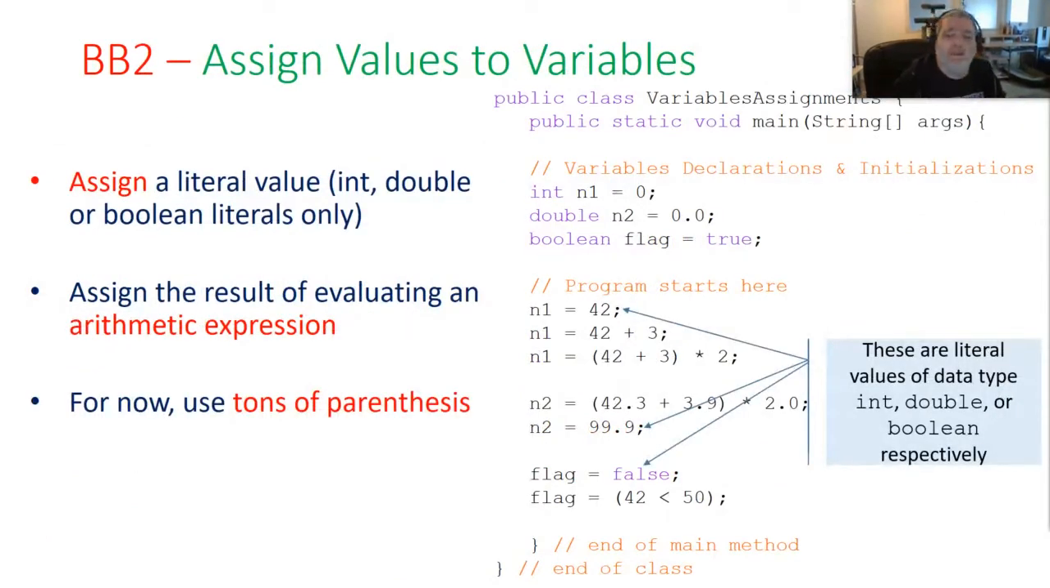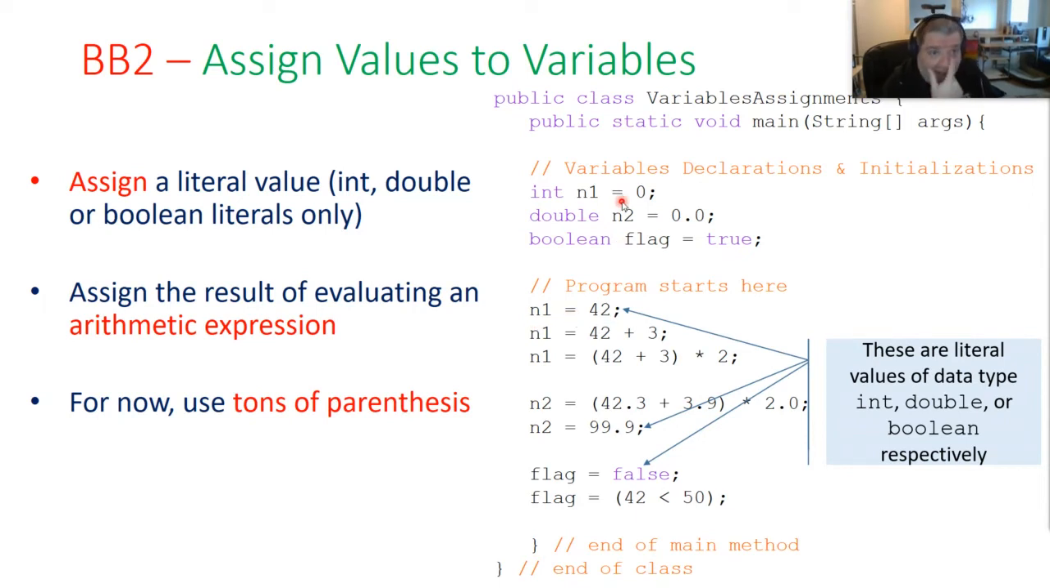Building block 2. Somebody was asking, so can we change the value of a variable later on? Yes, absolutely. So here's a code example where I declare a variable n1, data type int, initialized to 0, n2, data type double, initialized to 0.0, flag, data type boolean, initialized to true. So I did all my variable declaration and initialization at the beginning of the block of the main method. And then I'm using a syntax that is very similar, but whereas I had to say int n1 equals 0, semicolon to declare and initialize, here I just write n1 equal 42.